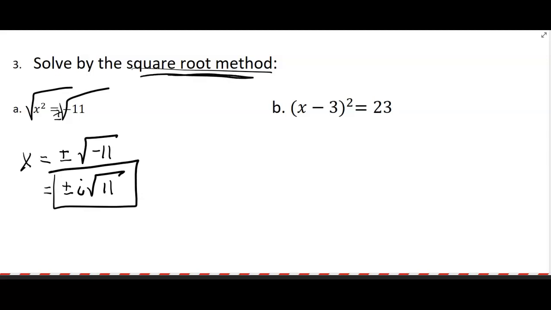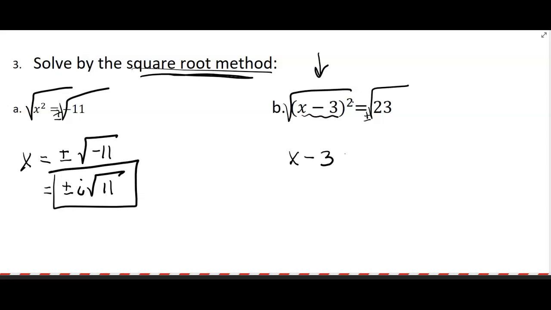The next one, we're still solving by the square root method. Good thing, because we have something squared. So we're going to take the square root of both sides. When we do, we're going to put that plus or minus in there. The square root and the square, we talked about inverse functions recently. Those are inverse functions, so they're gone. You're back to where you started, x minus 3. Whatever this is in here, the square root and the square, they undo each other.